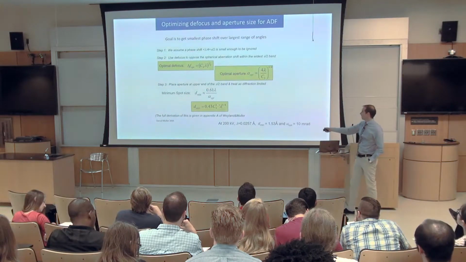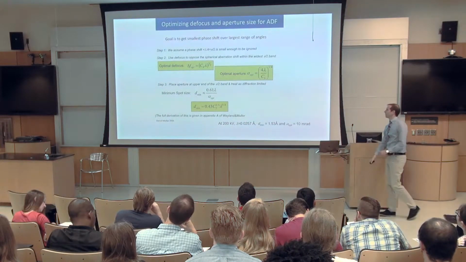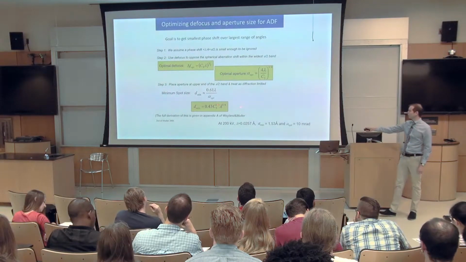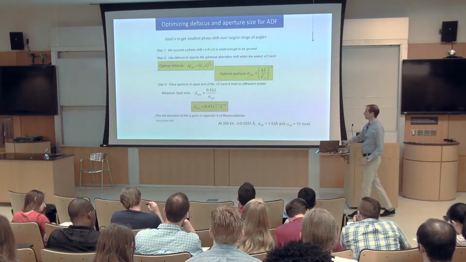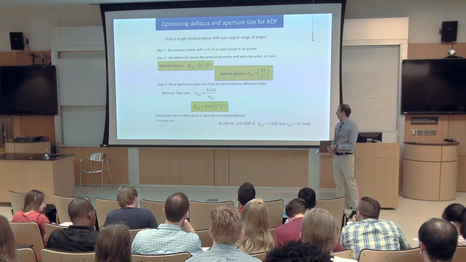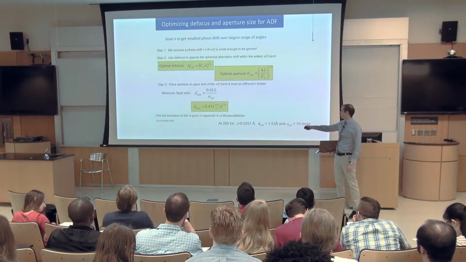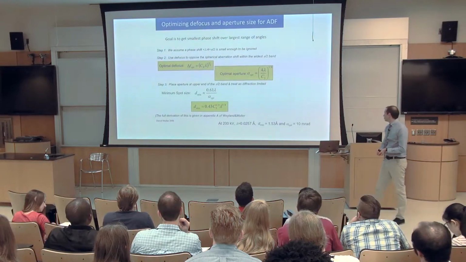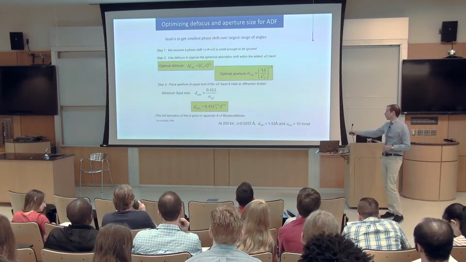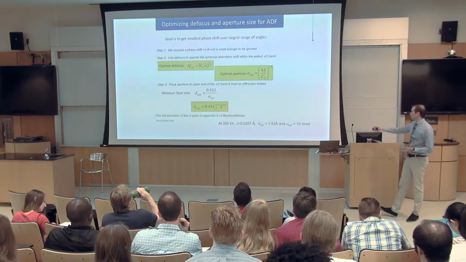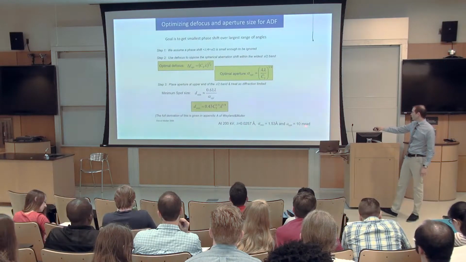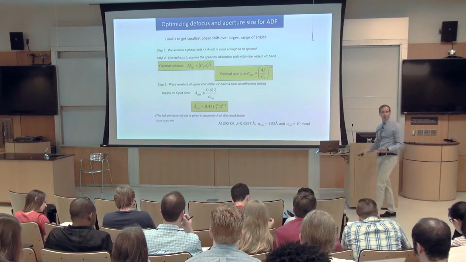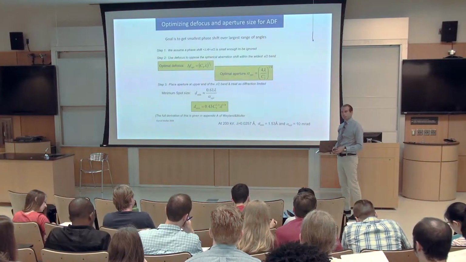And we have our resolution, which is defined in terms of wavelength and convergence angle. So we can create an expression for what our minimum achievable resolution is for a given spherical aberration and wavelength. So at 200 keV, you can get 1.5 angstrom resolution with a 10 milliradian aperture and under typical aberration conditions.